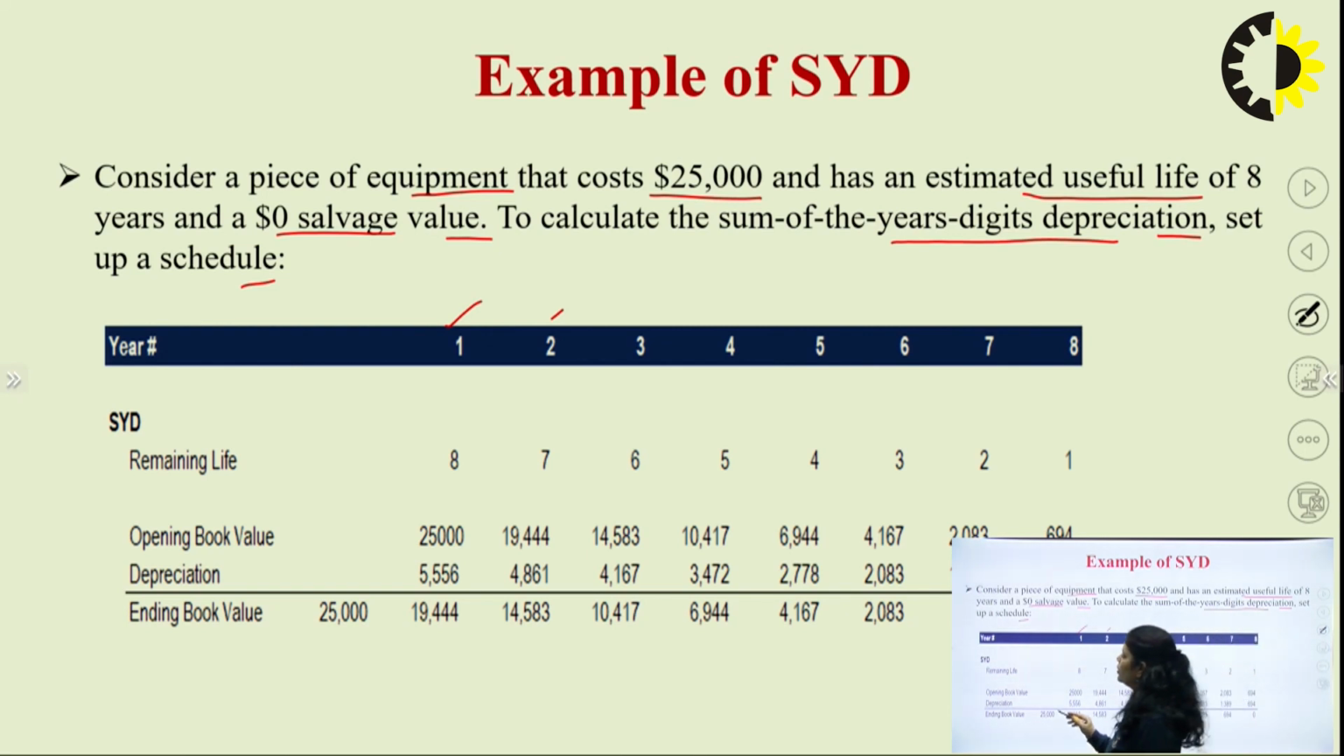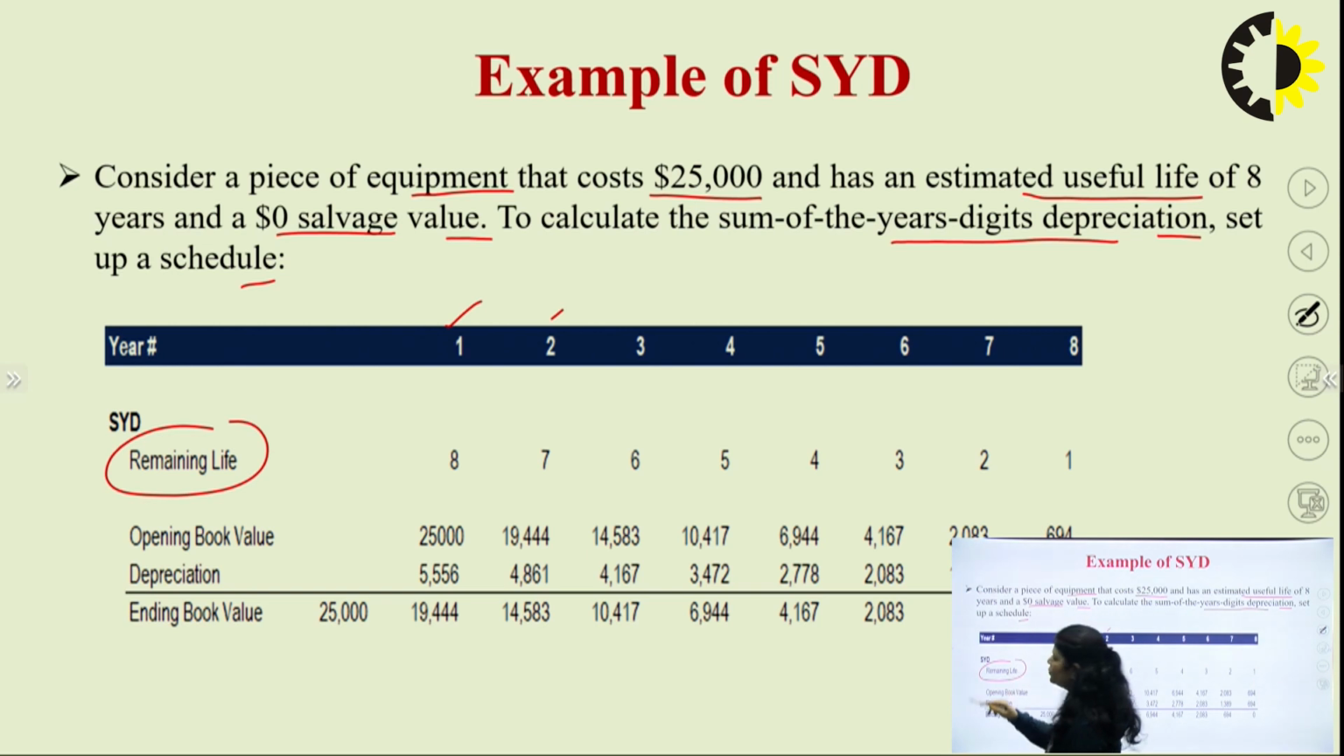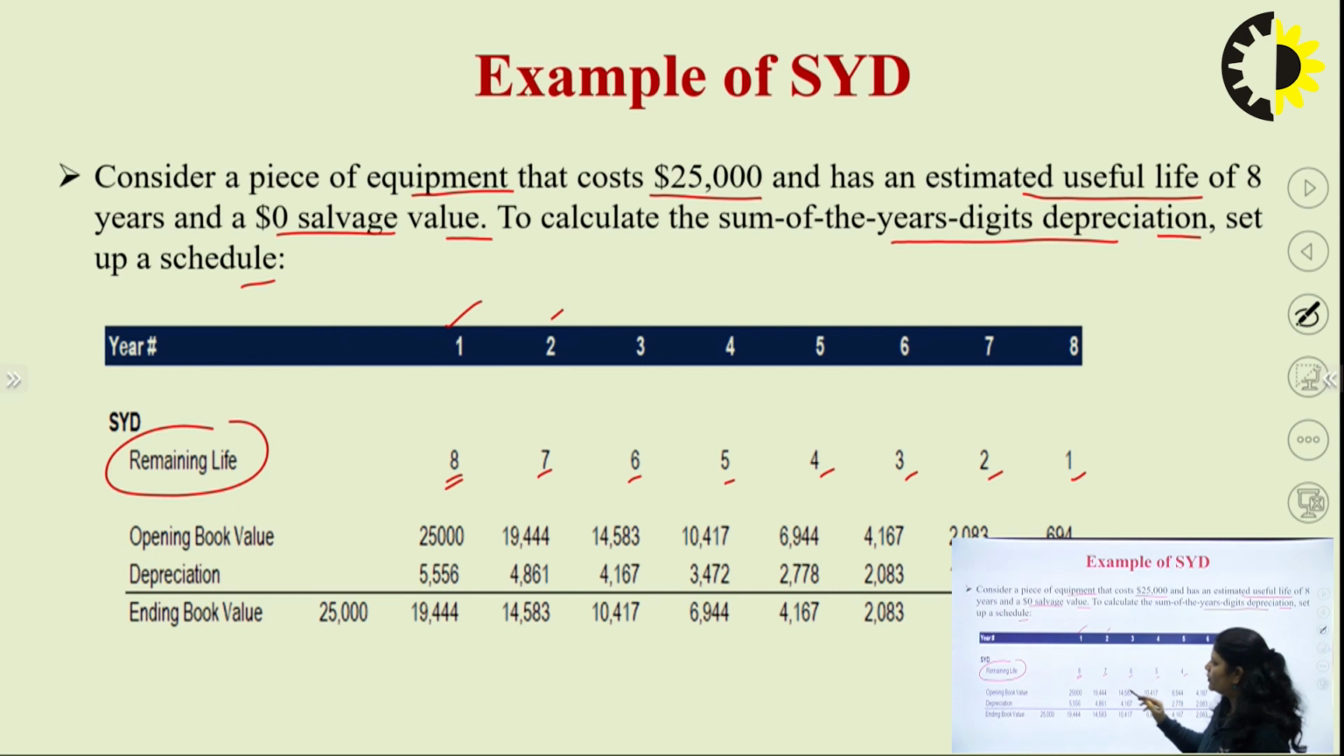Now we have written here the remaining life of the asset, or the equipment. The remaining life at the beginning of the first year will be 8, then 7, 6, 5, 4, 3, 2 and 1. This will be the remaining life. Now the opening book value means the equipment cost at the beginning of the year. So equipment cost is $25,000, and we have written 25,000 here.